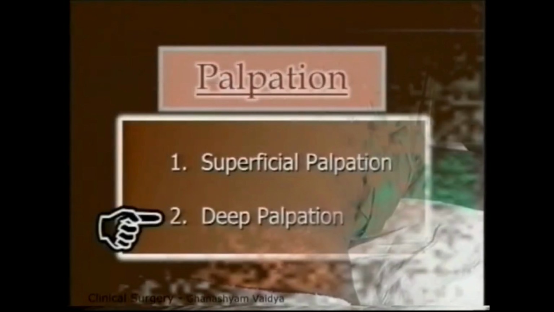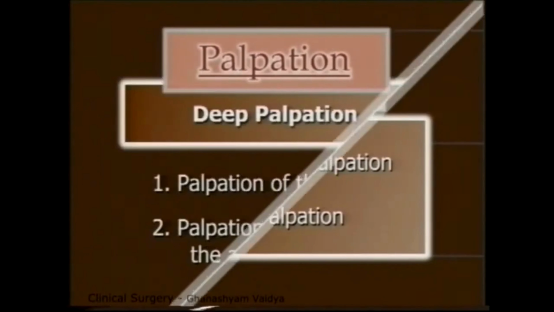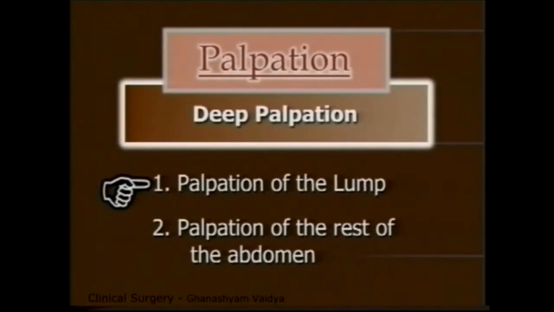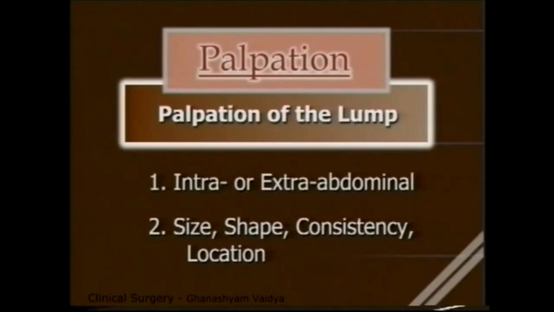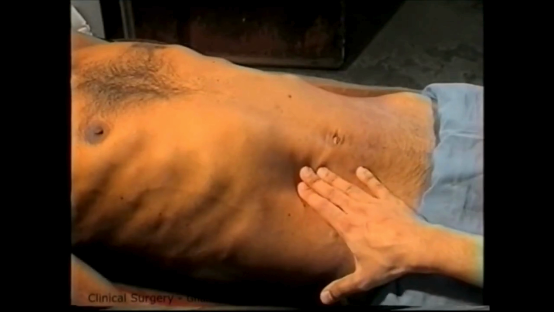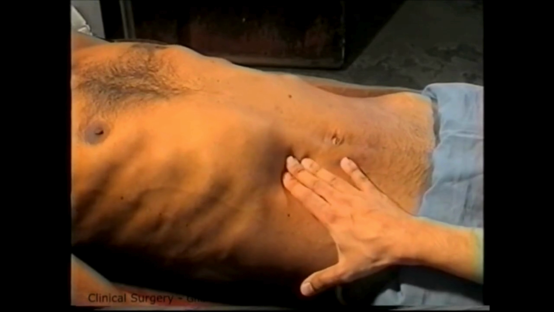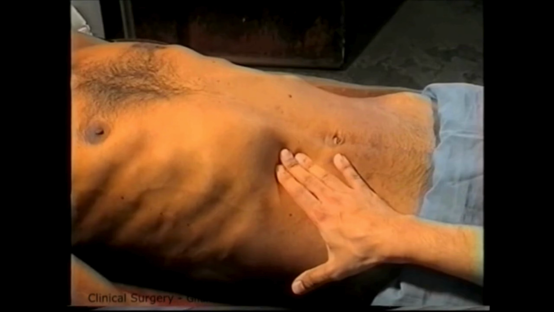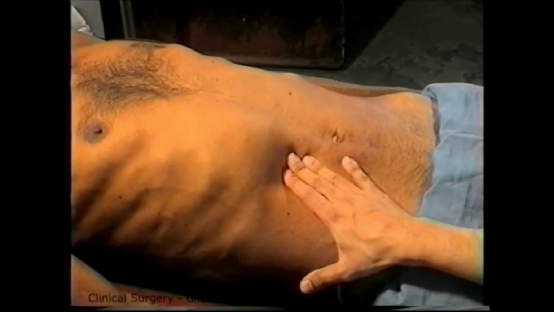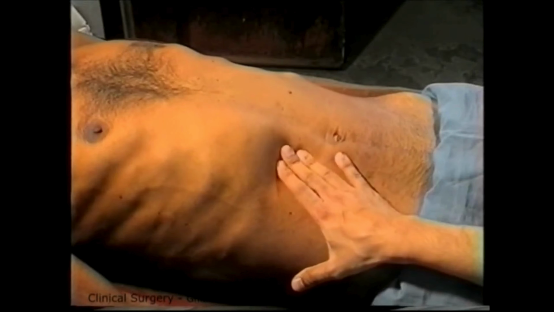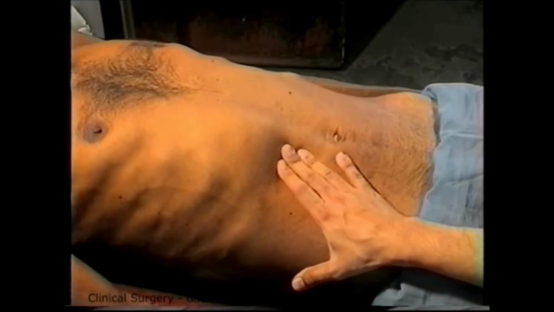Now let us proceed to deep palpation. This includes a detailed palpation of the lump first and then palpation of the rest of the abdomen. Palpation of the lump. Before proceeding to the detailed palpation of the lump, first you must determine whether the lump is intra-abdominal or extra-abdominal. For this, first feel the swelling, keep your hand at the lower border of the swelling and ask the patient to take deep breaths. If the swelling moves with respiration, it is definitely intra-abdominal. If it does not move, it may be either parietal or intra-abdominal.